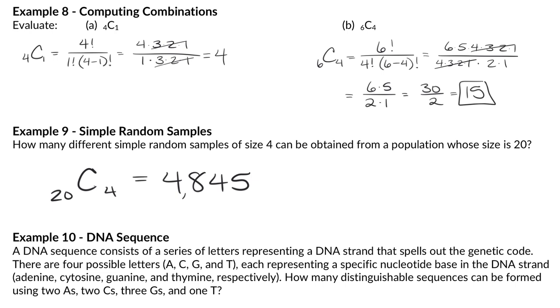Okay, so far we have looked at just straight up counting techniques. We have looked at permutations. We have looked at combinations. Permutations are when order matters. Combinations are when order does not matter.